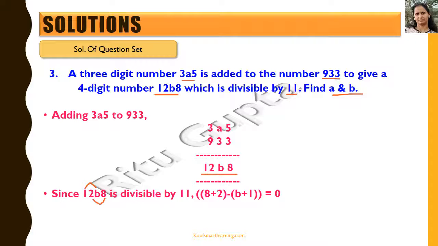Now since this number is divisible by 11, we can say that if we add the even and the odd places and subtract them, so we add 8 plus 2 and we subtract B plus 1 from this, it should be 0. It cannot be 11 because 8 plus 2 itself is 10. So if we subtract anything from it, it cannot be 11. So we get B is equal to 9. Now if we place 9 over here in the answer, we clearly see 5 plus 3 gives us 8 and A plus 3 just giving us B with no carry, since 9 plus 3 is 12. So this means A is 6. So A is 6 and B is 9 is the answer.